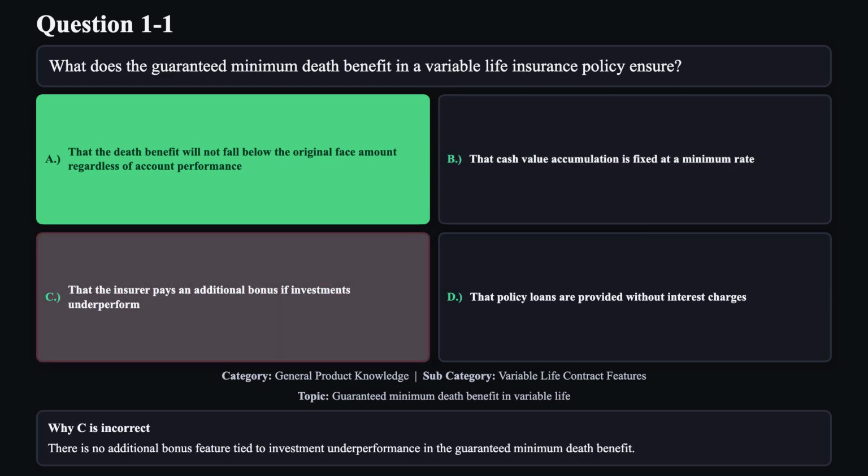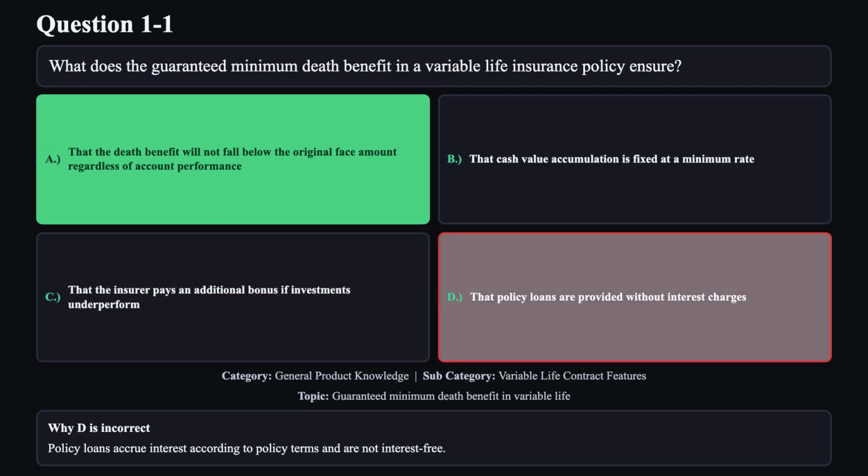Reason C is not correct. There is no additional bonus feature tied to investment underperformance in the guaranteed minimum death benefit. Reason D is not correct. Policy loans accrue interest according to policy terms and are not interest-free.